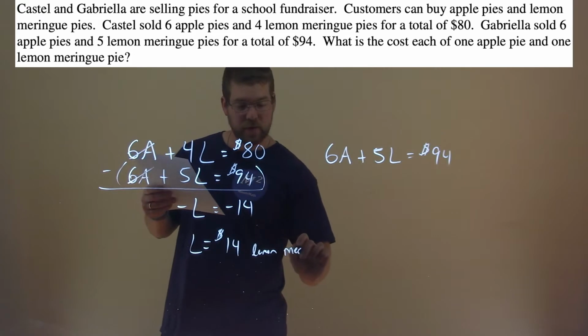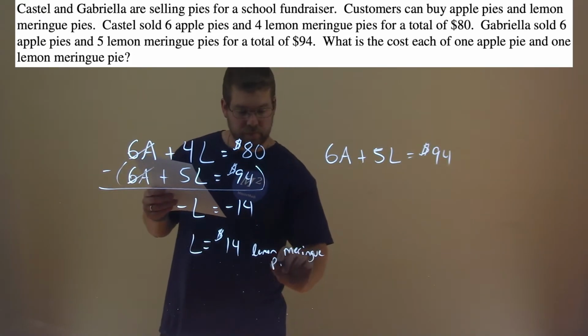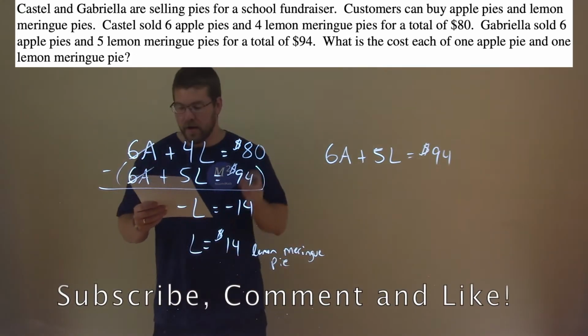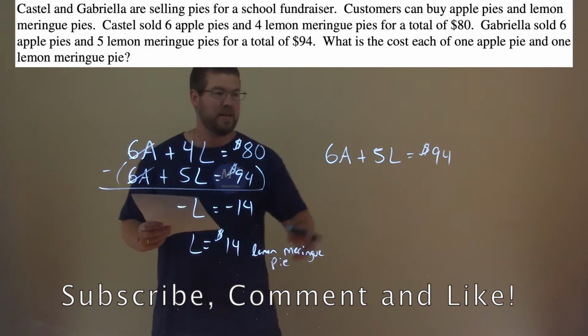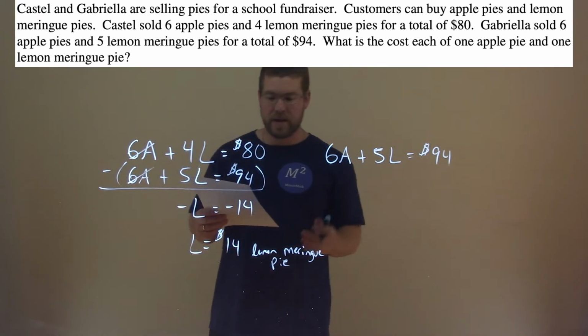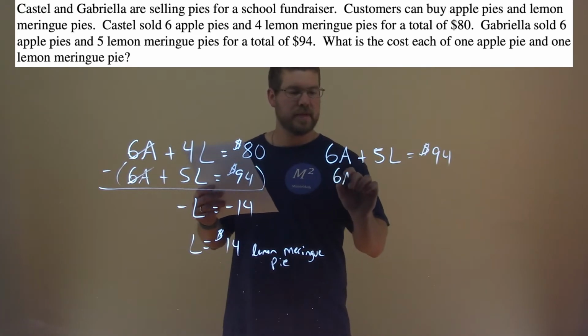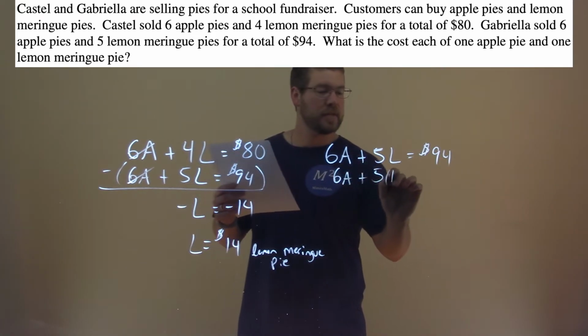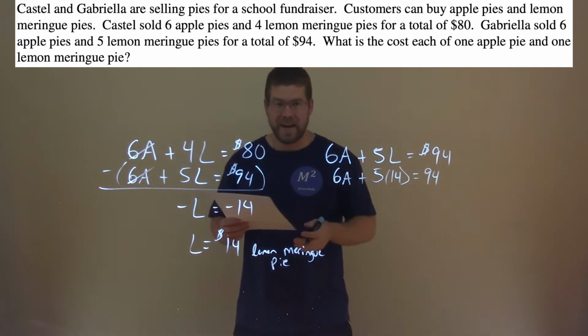Meringue's weird to spell. Lemon meringue pie, we know now, is $14. So we're going to take that information and find the price of an apple pie, and let's use our second equation here. We're going to plug 14 in for L: 6a plus 5 times 14 equals 94, and we're going to solve for a.